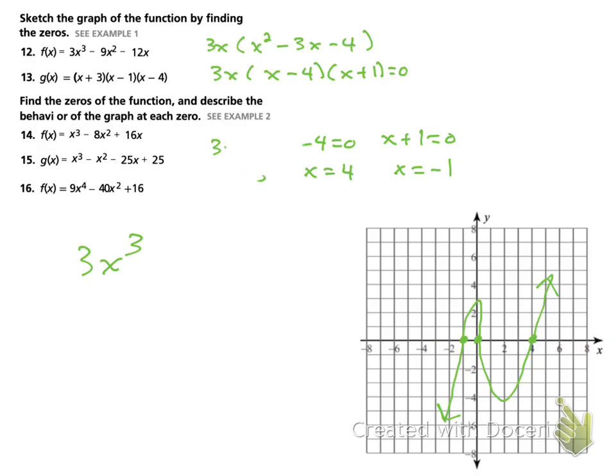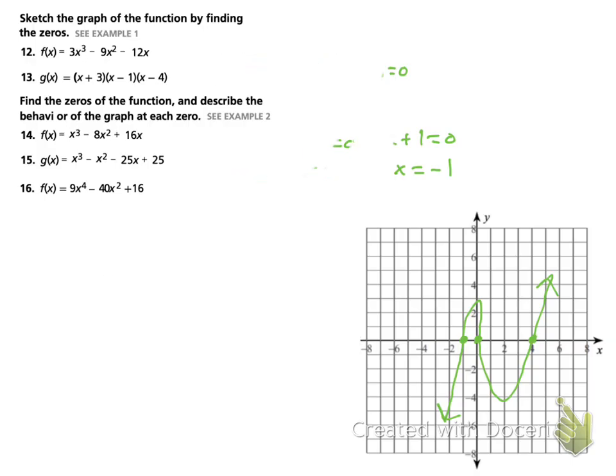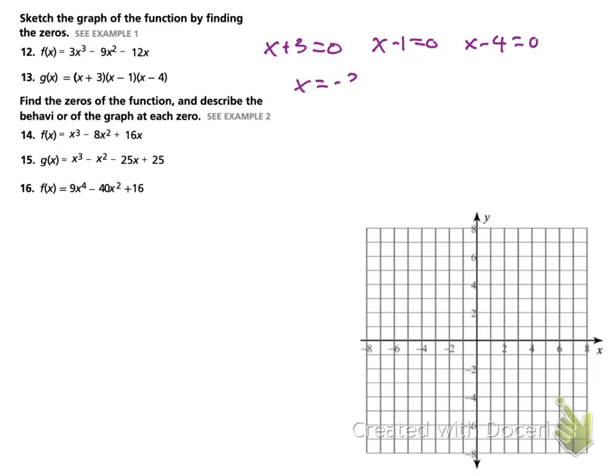All right, next, number 13. It's already factored. So our zeros, x plus 3 equals 0, x minus 1 equals 0, x minus 4 equals 0. So we have zeros at x equals negative 3, x equals 1, x equals 4. Negative 3, 1, 4. And we have 3 x's, x cubed. Again, positive, all right, and odd exponent. So it would, again, look something like that.